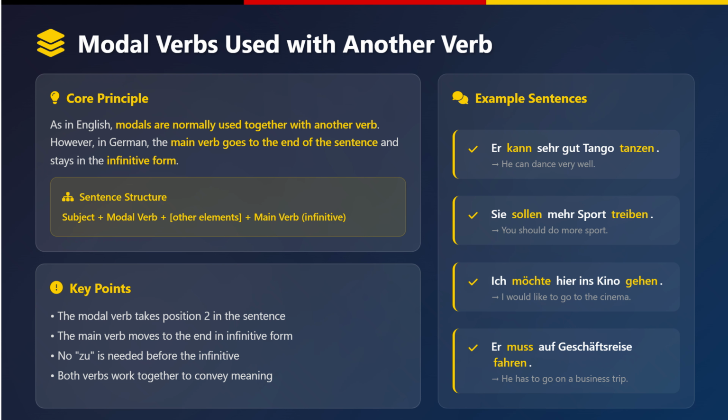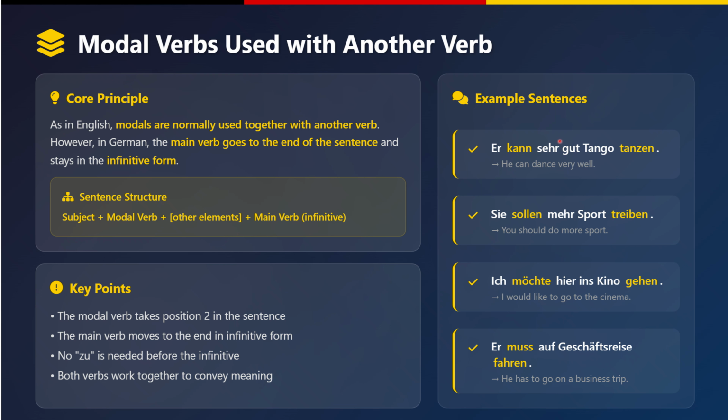When we use a modal verb with another verb, there is a very clear core principle. Just like in English, modals are normally used together with another verb. But in German, the word order is special. The modal verb takes position 2 in the sentence, and the main verb goes to the very end in its infinitive form. There is no zu needed. The full structure is subject plus modal verb plus any other information plus the main verb in infinitive form.